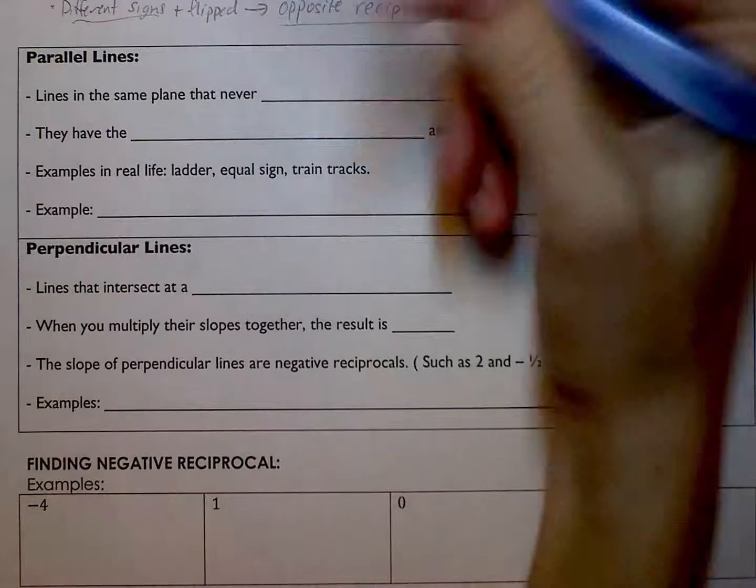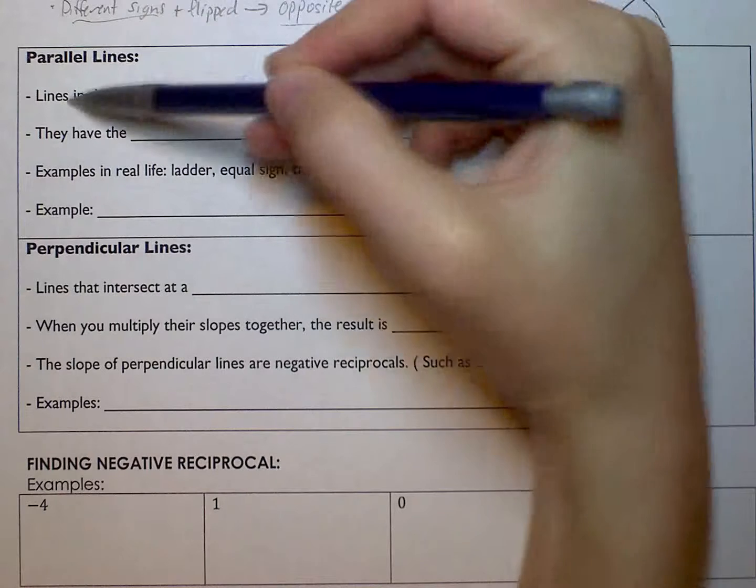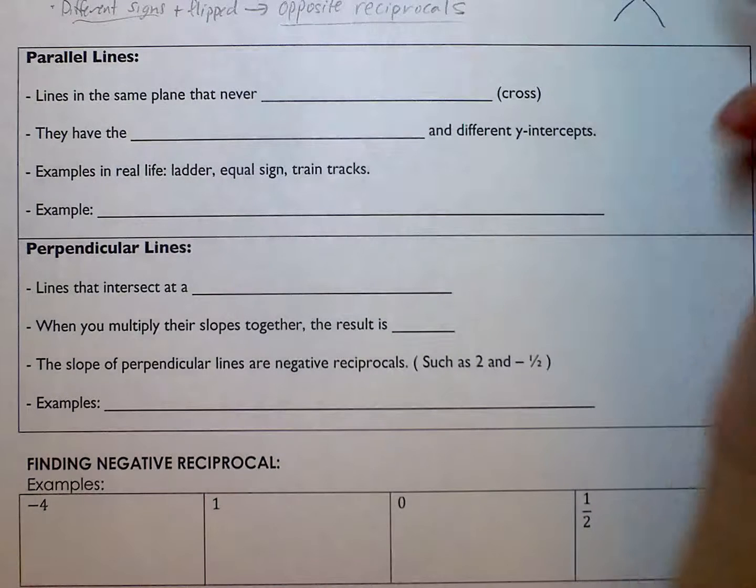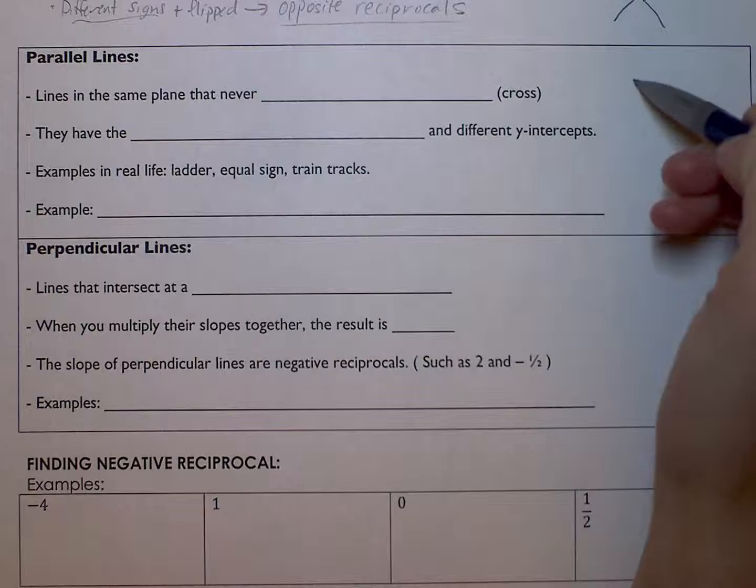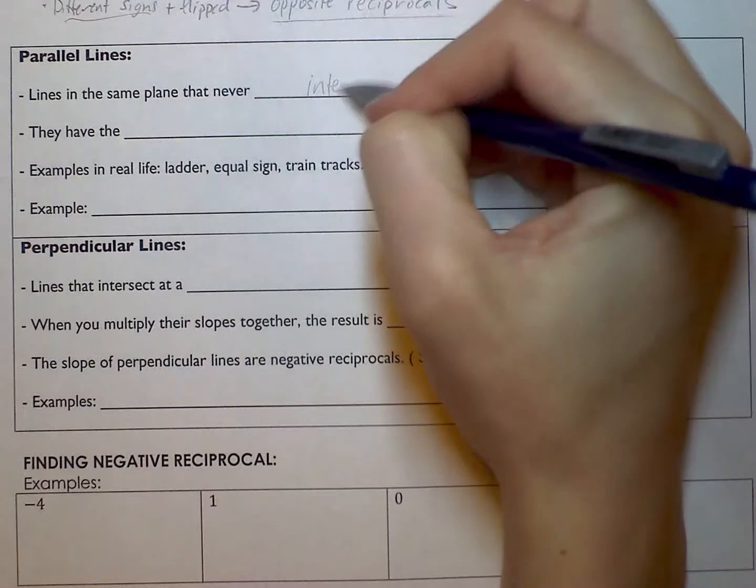So let's just write down some notes about parallel and perpendicular lines so you have them and you can reference back to them. So parallel lines are lines in the same plane, right? Meaning like we haven't talked about 3D space, so you don't really have to worry about this. They're lines that never intersect.